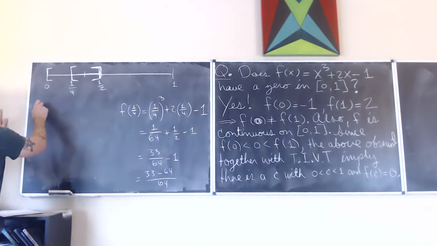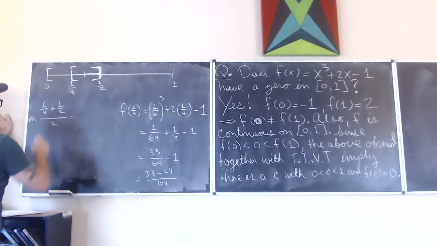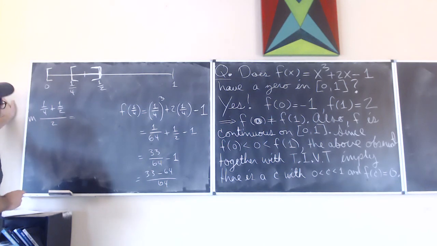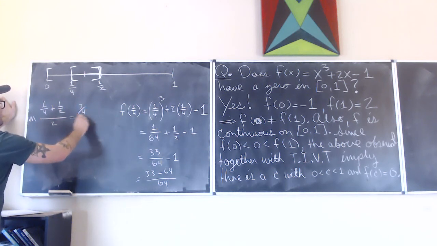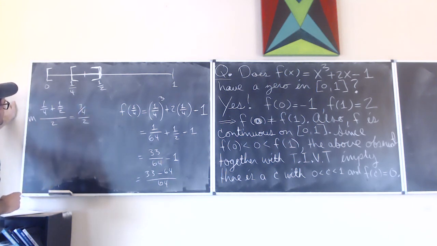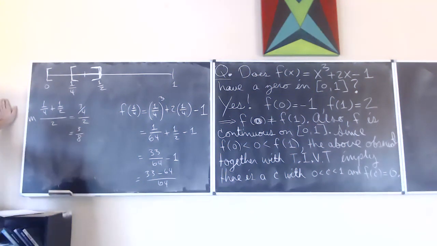So what's the midpoint now? It's 1/4 plus 1/2 over 2. That's my new midpoint. What is that? 3/4 over 2. Right? Yeah. 3/8, right? Yeah. So 3/8.